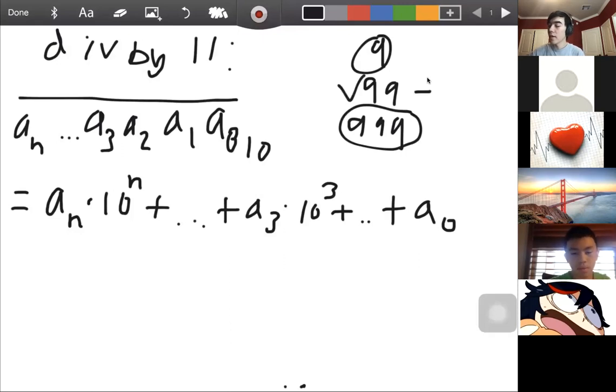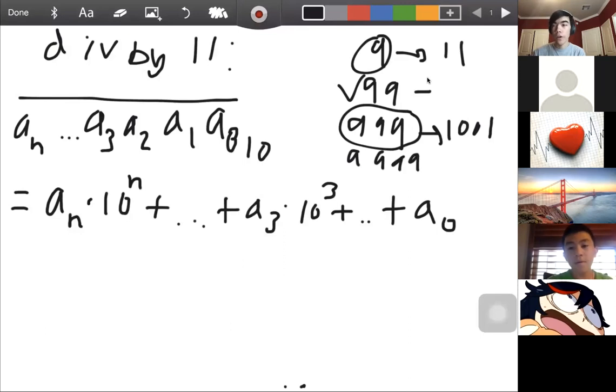So we can use this 99. Well, we can't use a 9, we can actually use 11. Well, we can't use a 999, we can actually use 1001. So it turns out that if you keep going down the powers of 10, either the power of 10 minus 1 is a multiple of 11, or the power of 10 plus 1 is a multiple of 11.